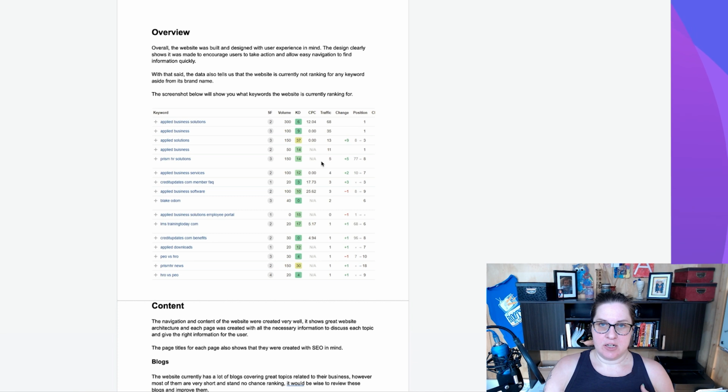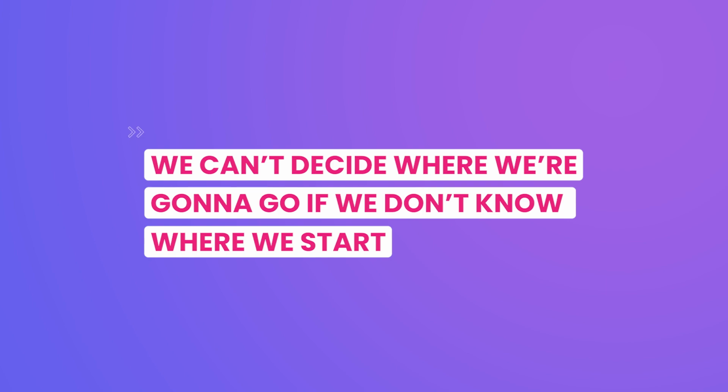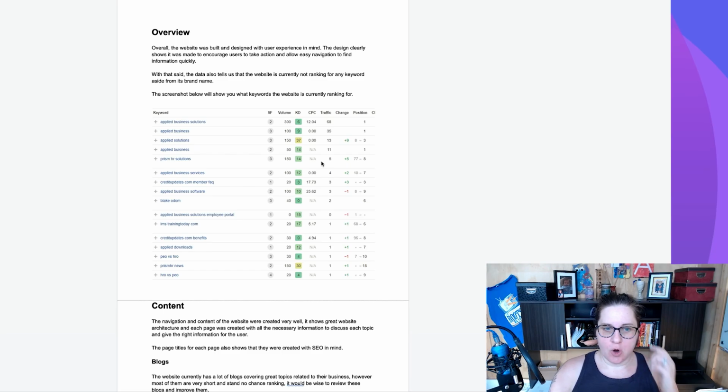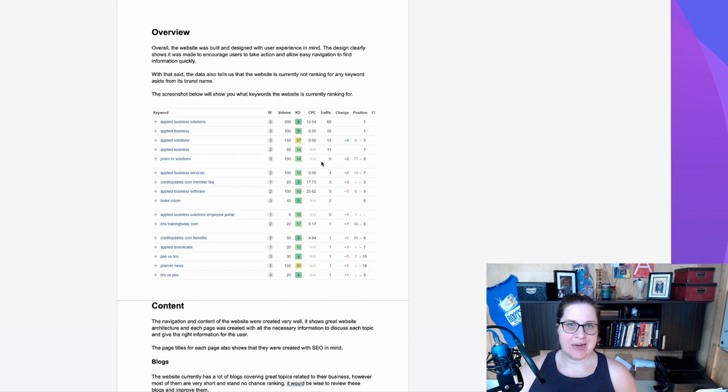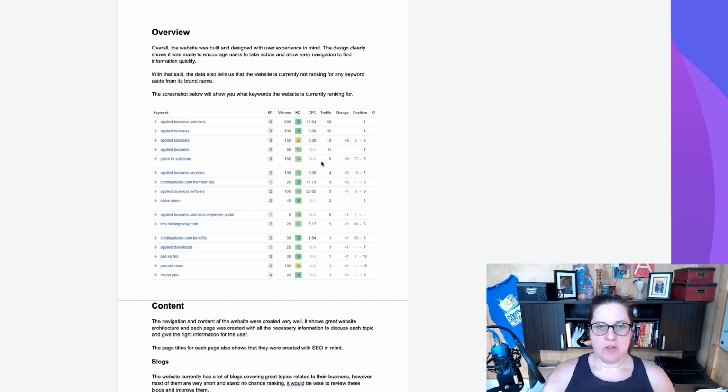So we take a look at your competitors, and then we say, what needs to be done to move the needle so that you rank higher for your most important money-maker keywords. We can't decide where we're going to go if we don't know where we start. So when someone requests an SEO audit, the first thing we do is look at their rankings for those money-making keywords. We also take a look at what they're currently ranking for, because again, they might be different.